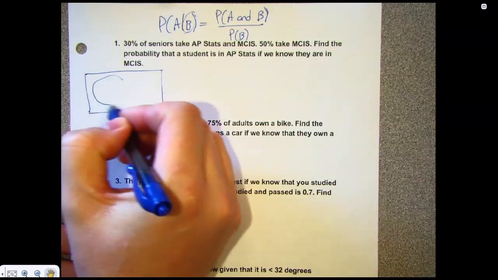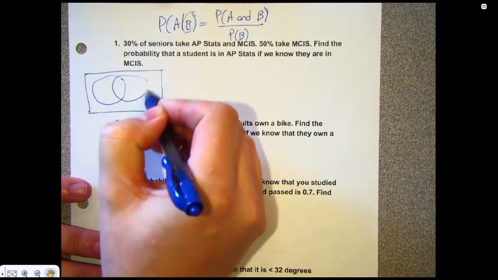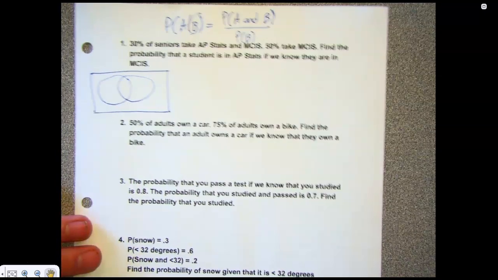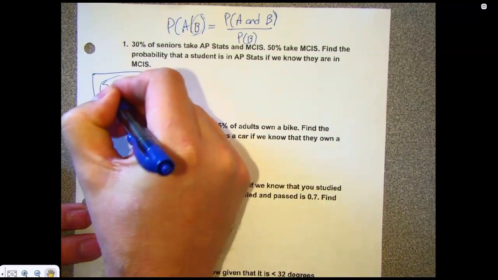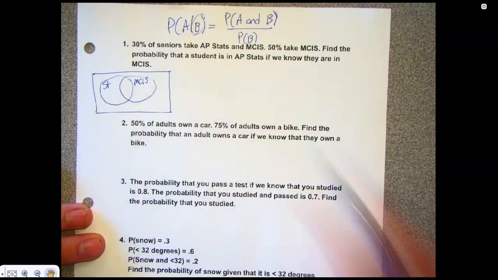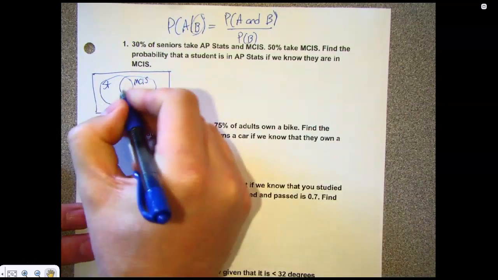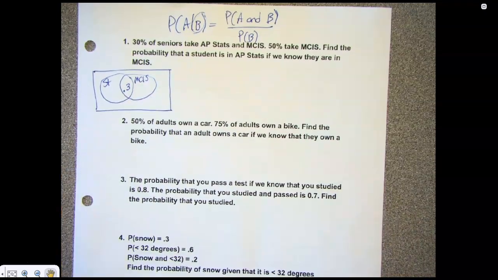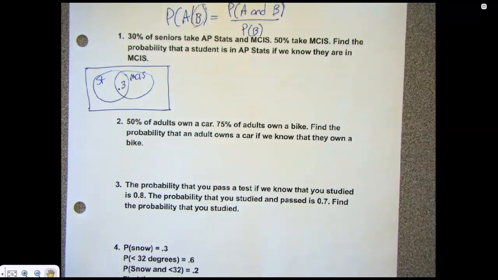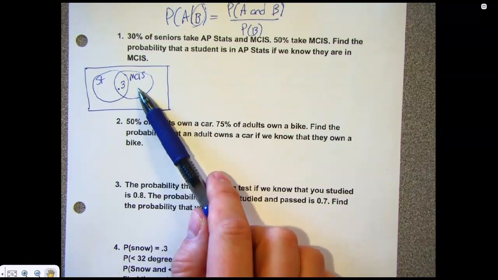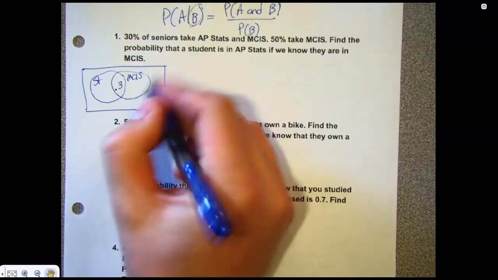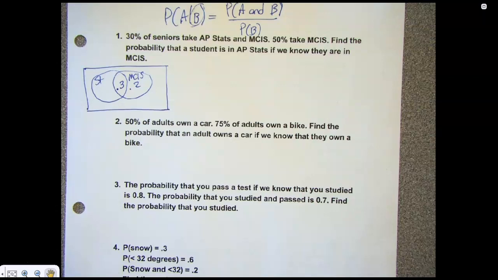So if I make the Venn diagram, this is stats, this is MCIS. 30% take both. So 0.3 goes in the middle. And then 50% take MCIS. So what percent is left over in the MCIS circle? 0.2, right?